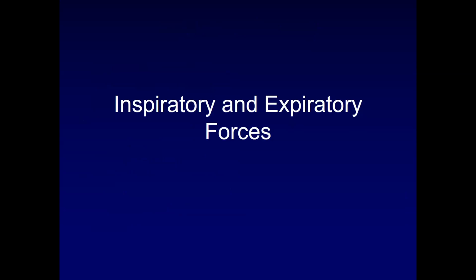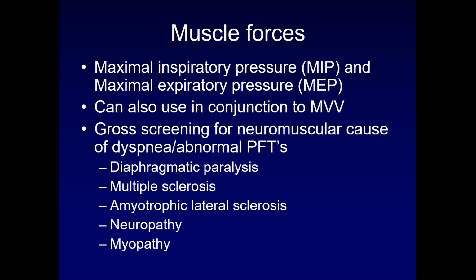So, inspiratory and expiratory muscle forces, this is how I'll end my talk today. When you order respiratory muscle forces, you get lots of data, including maximal inspiratory pressure, some people call that MIP, and maximal expiratory pressure, that's called MEP. You also use this in conjunction with the maximal ventilatory volume, or MVV. This is a gross screening for neuromuscular disease and dyspnea associated with abnormal PFTs. So you can see this in a variety of neuromuscular diseases, including diaphragmatic paralysis, multiple sclerosis, ALS, and neuromyopathies.